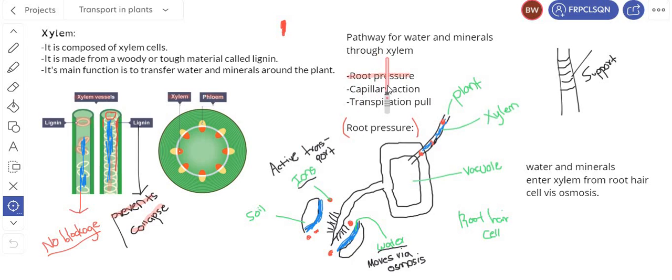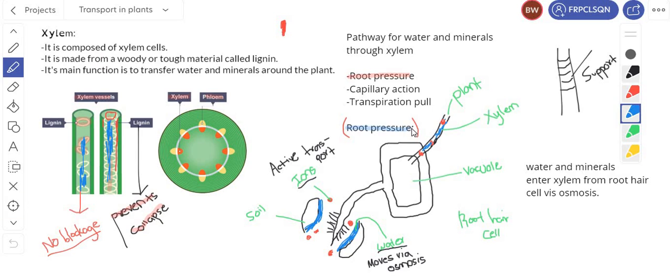Now there are three things to be understood when studying the xylem vessel. The first thing is your root pressure here. The second thing is your capillary action, and the third thing is your transpiration stream. Now these are things that need to be studied in detail, step by step. So let's start by studying your root pressure, right?